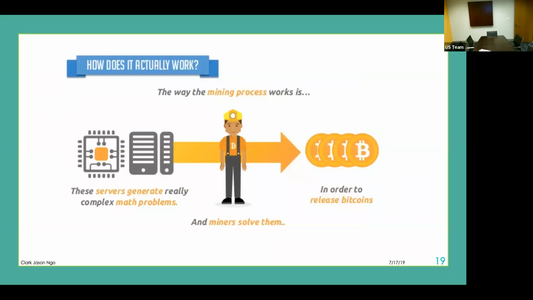So how does this actually work? Let's say you have a computer at your home. It's also called a server. Let me correct myself. The one who hosts those Bitcoins has servers, and they generate complex math problems. And you, as a miner, let's say you have a PC at your home, you would use your PC to try to solve those complex math problems. And if your PC solves those complex math problems, you get a Bitcoin or a block.